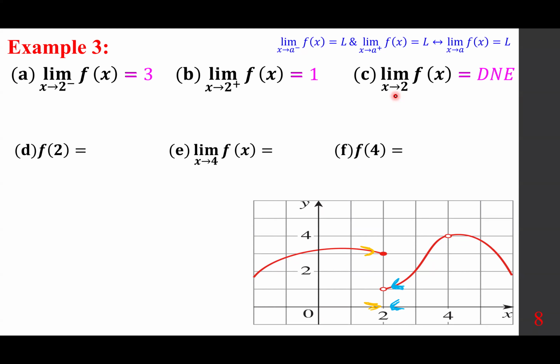Now we want to look at f of 2, the limit of f of x as x approaches 4, and f of 4. When we say f of 2, that means exactly at x equals 2. That means you look at a dot, a solid point. At 2 precisely, the answer is 3.